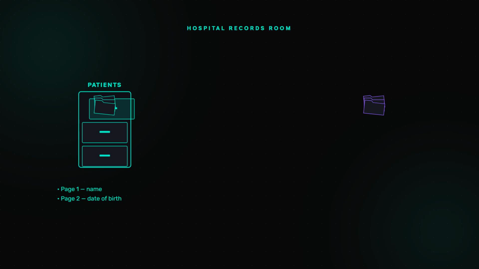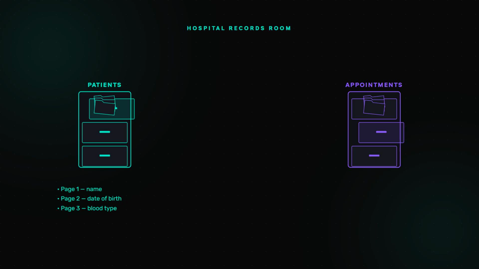Picture a hospital record room. There's a cabinet labeled patient. Inside, every folder has the exact same layout. Page 1 name, page 2 date of birth, page 3 blood type. Every folder, same pages, same order. If a new folder shows up without a date of birth, the record clerk hands it back. Come back when it's complete.